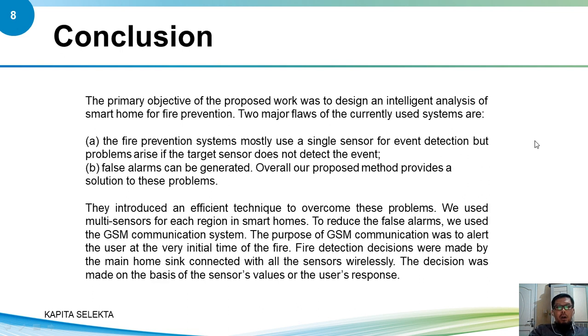The purpose of GSM communication was to alert the user at the very initial time of the fire. Fire detection decisions were made by the main HomeSync connected with all sensors wirelessly. The decision was made on the basis of the sensor values or the user response.